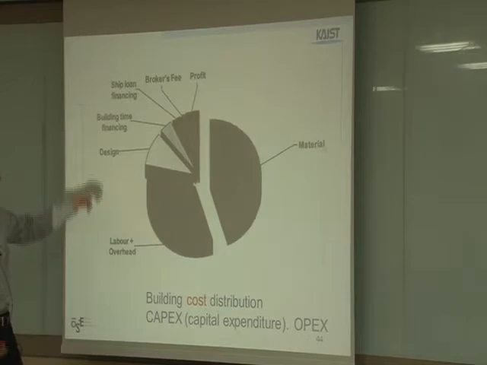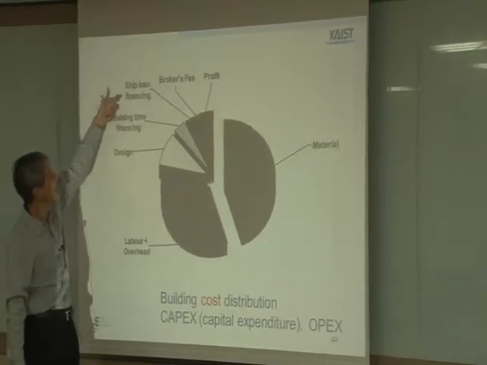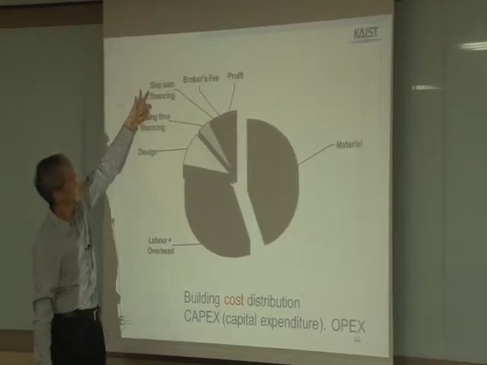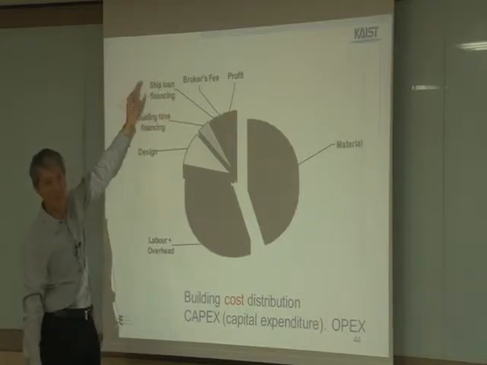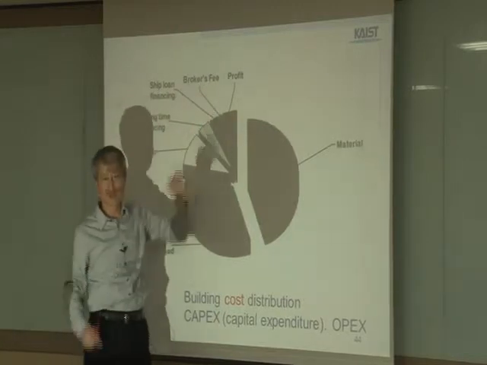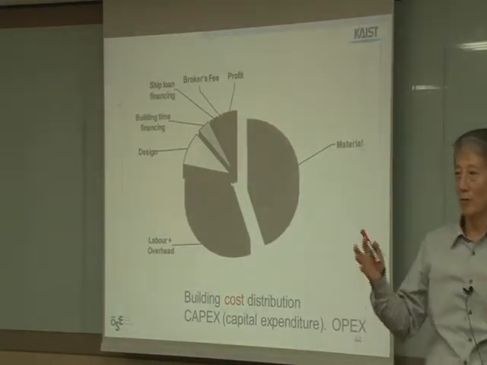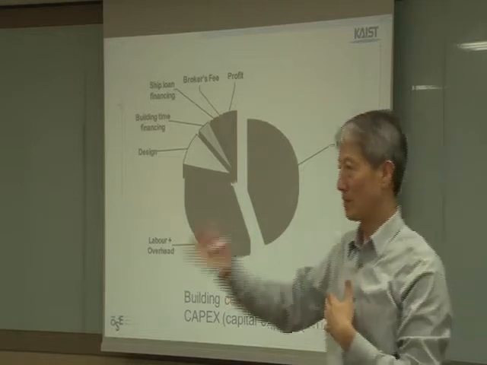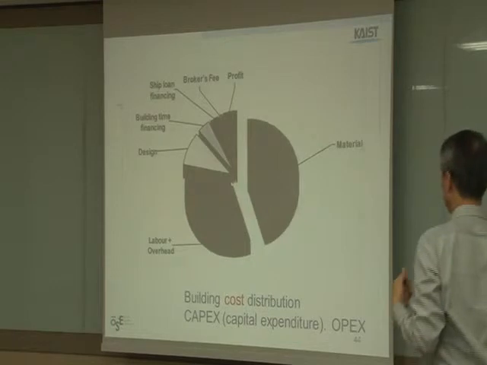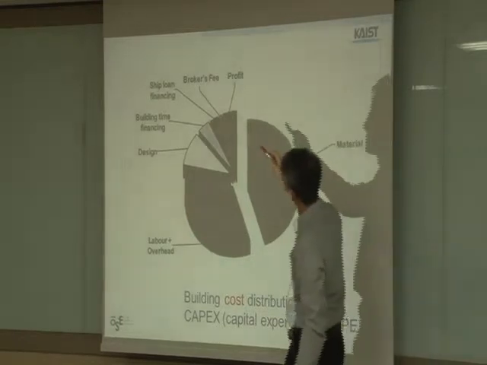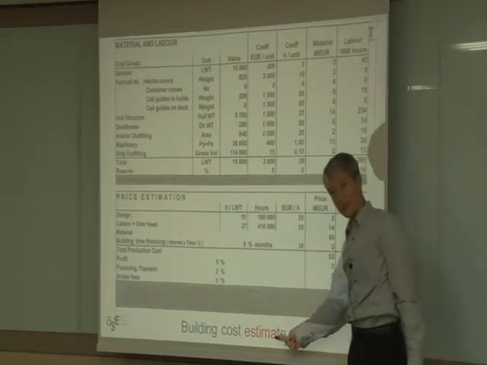The interest rate. Ship loan financing. What is the ship loan financing? I don't know what this one is. I should check this one. Probably this is complicated. Brokers, there are brokers who do matchmaking between the buyers and constructors, right? Matchmaking. And profit, the shipbuilder should have a profit there. And building cost estimation, we see that this is the estimation.